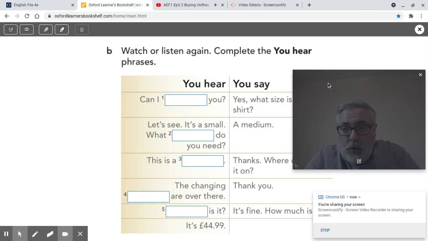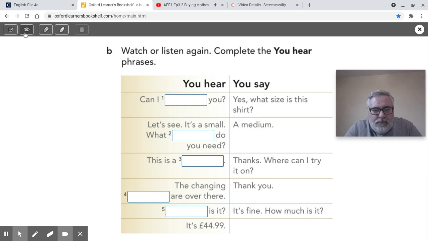What size is this shirt? Let's see. It's a small. What size do you need? A medium. This is a medium. Thanks. Where can I try it on? Oh, the changing rooms are over there. Thank you.